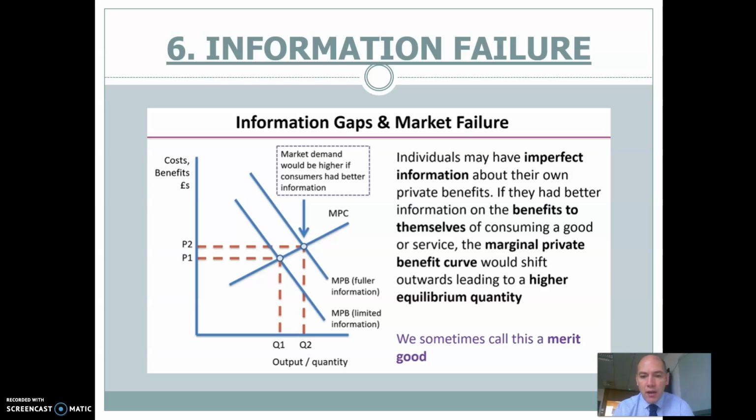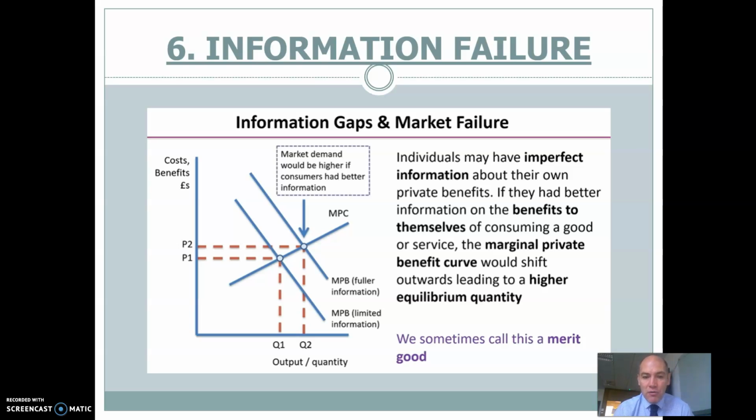Okay, in terms of your notes, we're just going to have a little look at this. Just a reminder, your MPC, your upward sloping marginal private cost curve, is your supply curve. Then you've got two demand curves showing marginal private benefit: someone with limited information on the left-hand curve, or someone with fuller information on the right-hand demand curve. Individuals only take into account the private costs and private benefits when they make a decision, so where marginal private cost meets marginal private benefit will be the equilibrium.